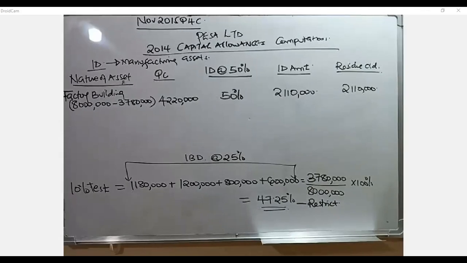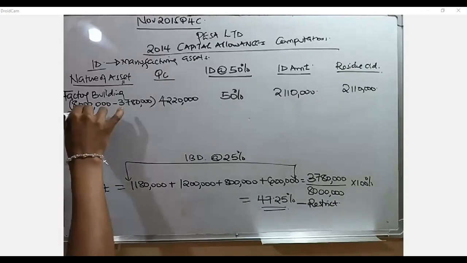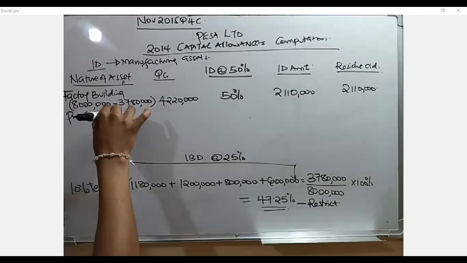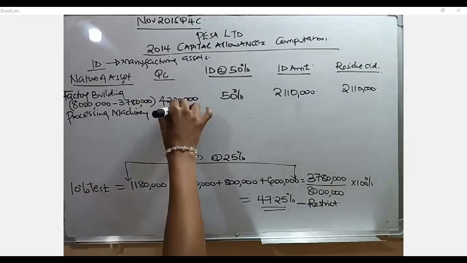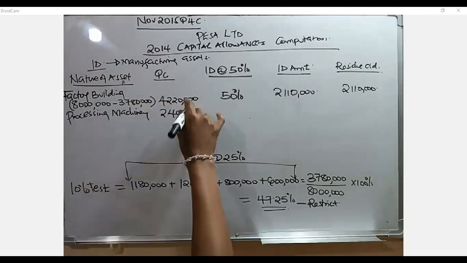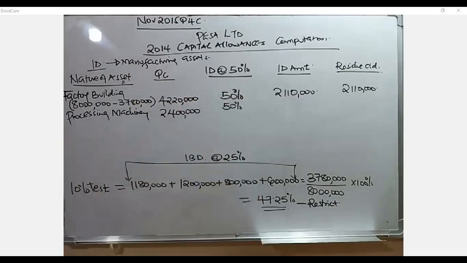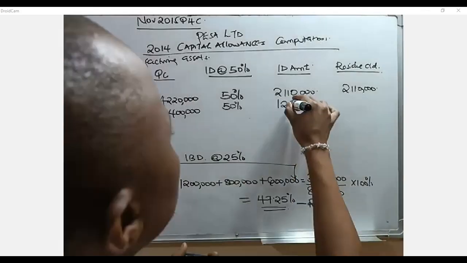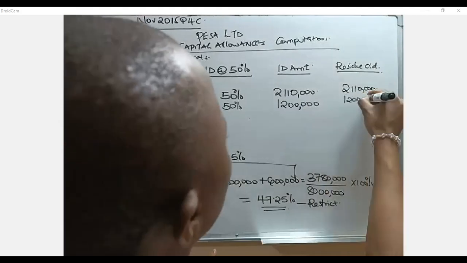The second one is the processing machinery, which forms part of the investment deductions. I'm given 2.4 million. I just put it here. The ID at 50%: 2.4 million by 50%, which I get 1,200,000. So the residue value will be 1,200,000.